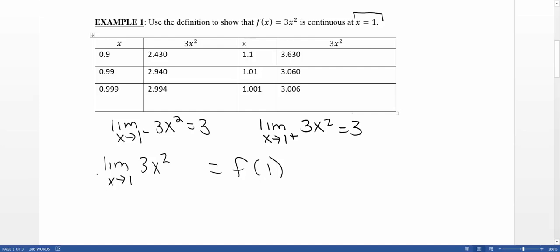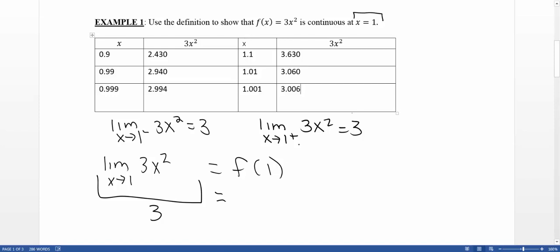So the limit as x approaches 1 from the left is the same as the limit as x approaches 1 from the right, which is 3. So the limit as x approaches 1 of 3x squared is also 3. So my question is, does that match the functional value?